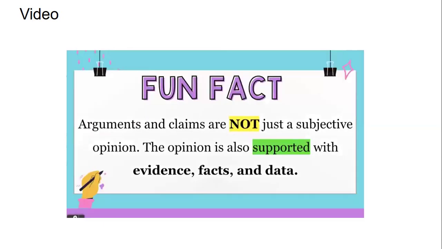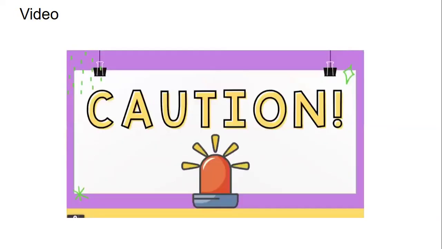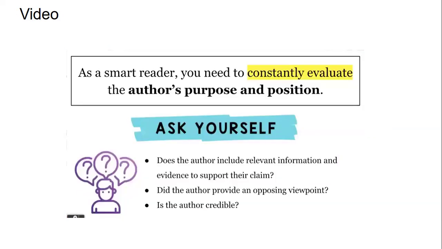So arguments and claims are not just a subjective opinion. The opinion is also supported with evidence, facts, and data. So it's not just about what you want, you have to be able to back it up. But let's use some caution here, y'all. As a smart reader, you need to constantly evaluate the author's purpose and position. So you need to ask yourself, does the author include relevant information and evidence to support their claim? Does the author provide an opposing viewpoint?